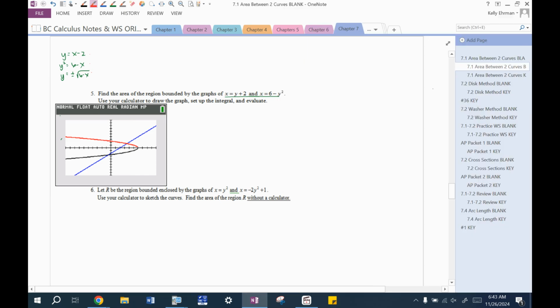So we can see that there's a clear right minus left here. So the equation on the right is the 6 minus y squared. And the equation, the line on the left, is the y plus 2. I'm going to leave them in terms of y because right minus left would be easier to do. And then what do I need for the right minus left? I need the y values of the intersection points.